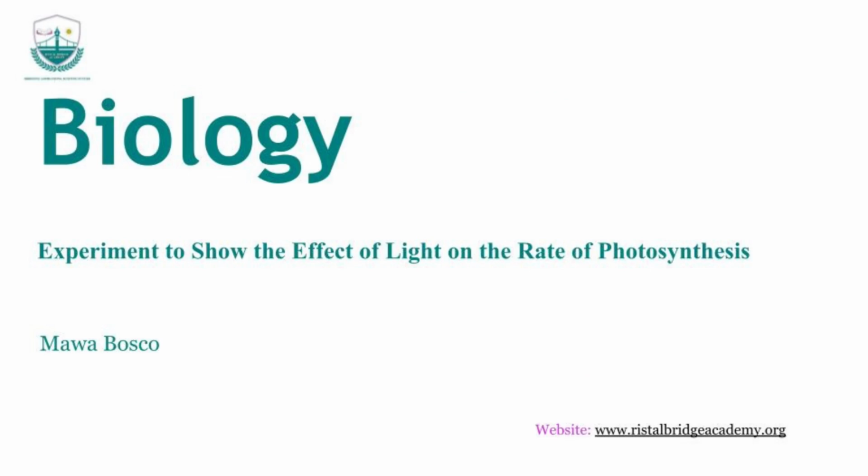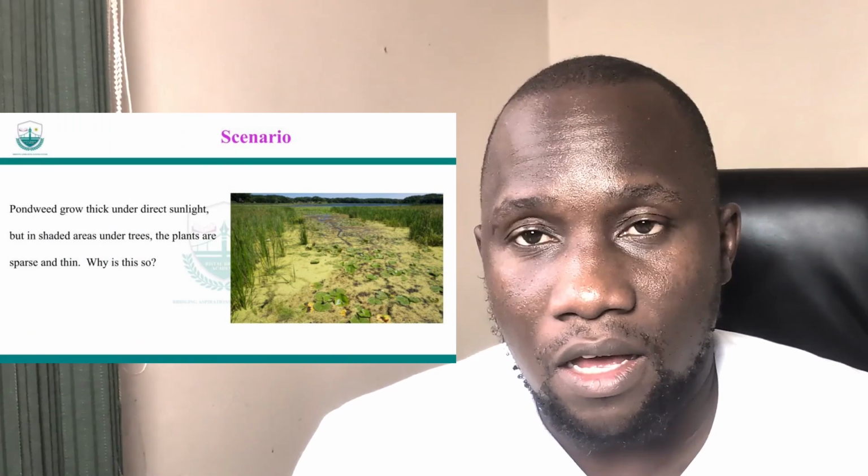So in this presentation, we want to show that when you change the intensity of light, you're going to change the rate of photosynthesis. That means that the rate of photosynthesis is affected by light intensity. Light intensity basically means how much light the plant receives. Okay, so you can have different scenarios that actually show this in real life.